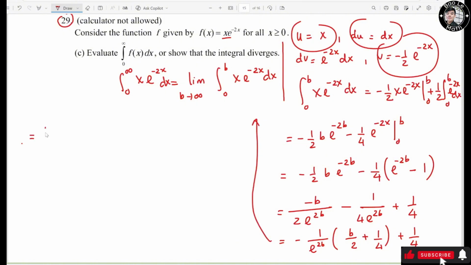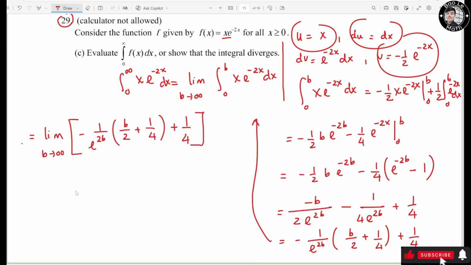So I have limit when b approaches infinity of, now when b approaches infinity, this guy approaches 0, right? 0 times this guy, it could be 0. The answer is 1 over 4, right?